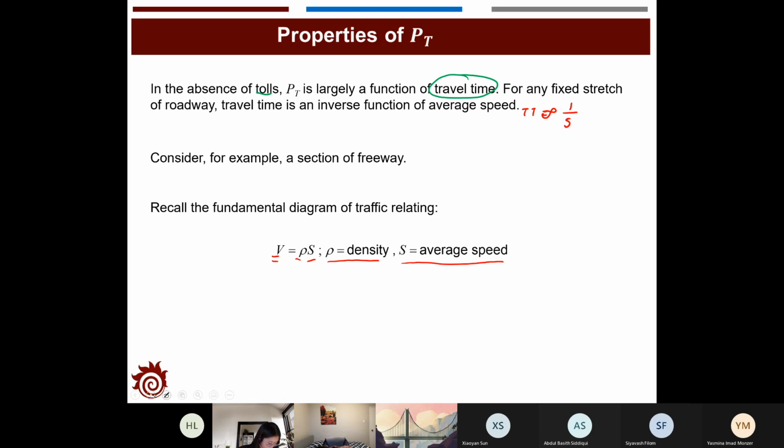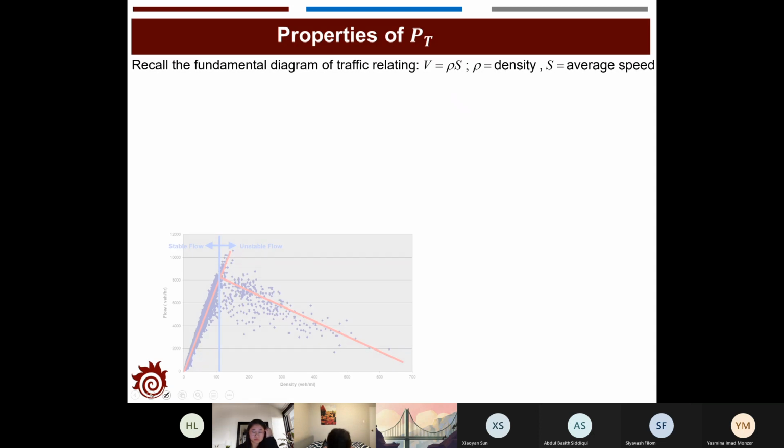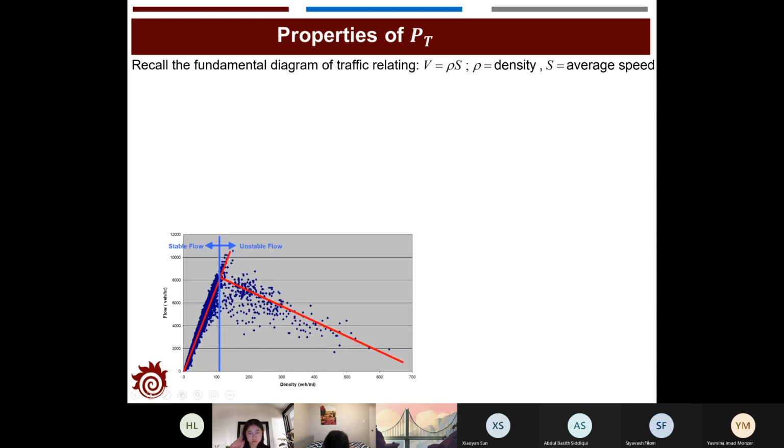And we can then go back to the fundamental diagram that we just showed. For the fundamental diagram, when the road is not congested, the flow is increasing with the density. When the road is congested, the flow is decreasing with density. This is the common trend for the fundamental diagram.